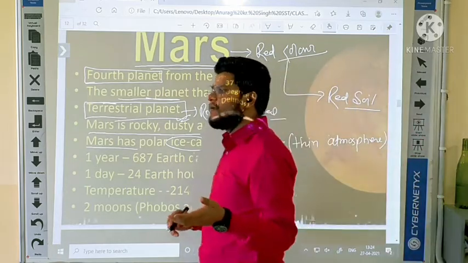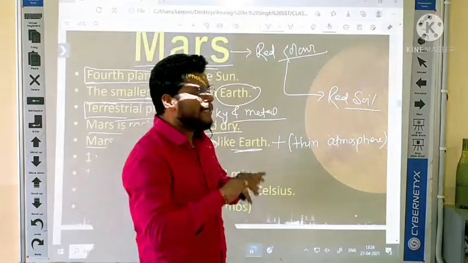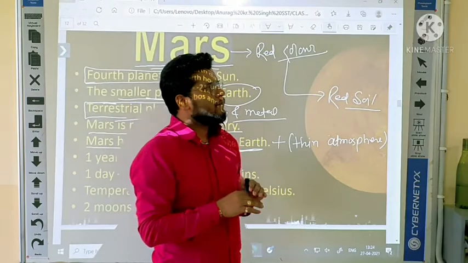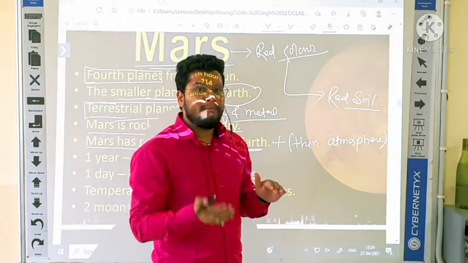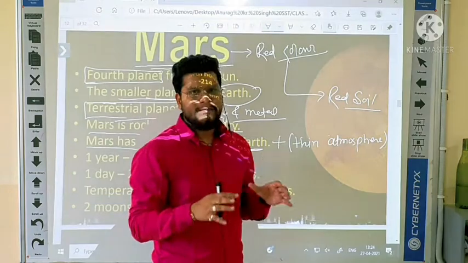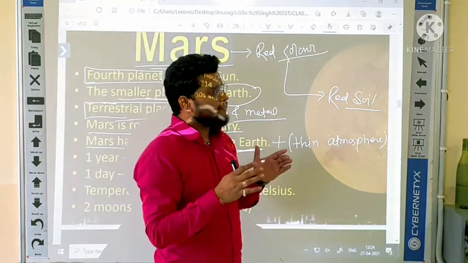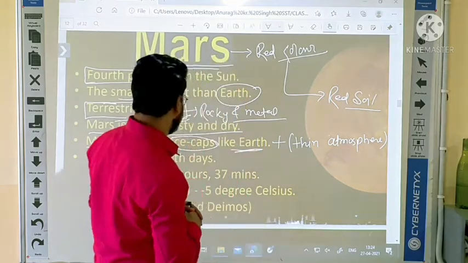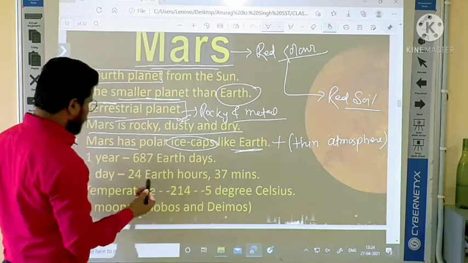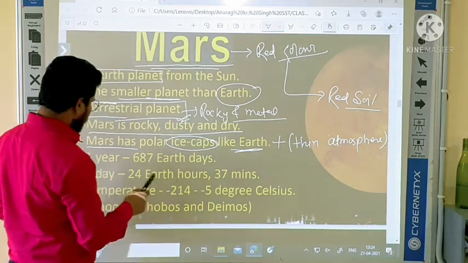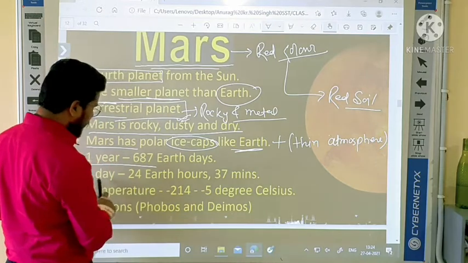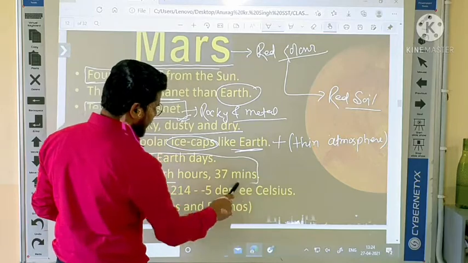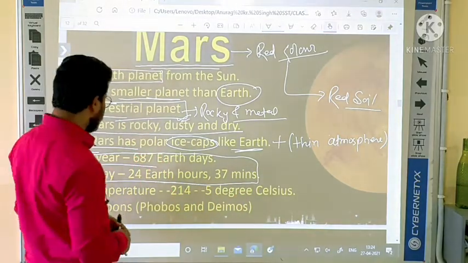Mars has no atmosphere like Earth to protect it from the Sun's ultraviolet rays, and to behave as a blanket to keep the planet warm and cold. There is no need to remember these points. One year is equal to 687 days, or one day is equal to 24 Earth hours. Okay, so leave it, but for your knowledge, I want to go through it.